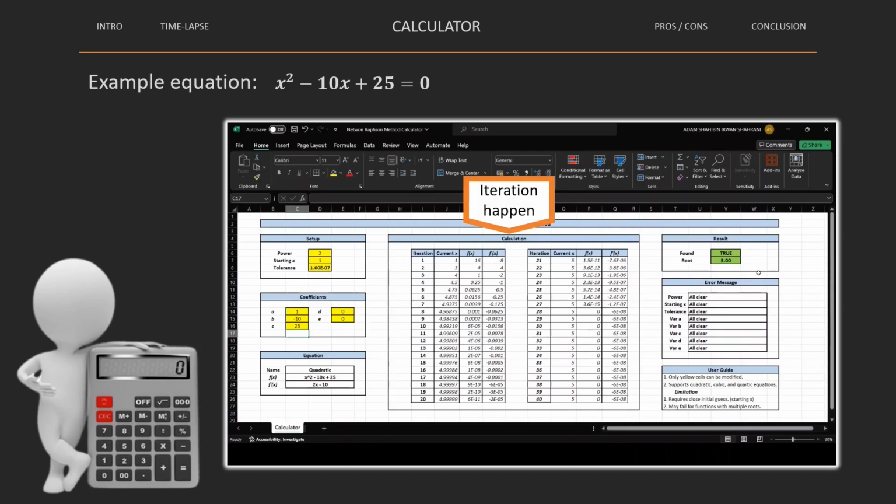We can observe how the root approximation improves with each iteration. The result section displays whether a root has been found, indicated by true or false, and the approximate root value. This root value is an approximation of the actual root of the equation calculated using the Newton-Raphson method. If there is an error in the inputs or the calculation, an error message will be displayed in the error message section. This helps users to identify the source of the error and correct their inputs.